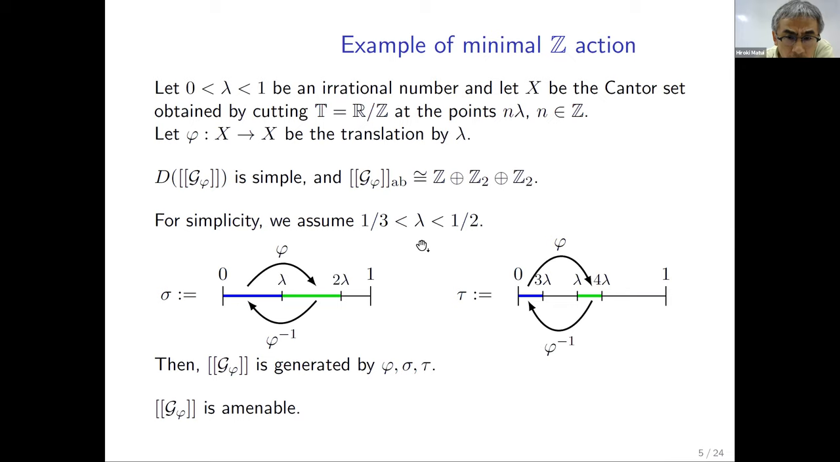And for simplicity, let us assume that the irrational number is like this. And I define two elements, sigma and tau, in the topological full group as follows. So sigma is the transposition between this blue interval and green interval. And tau is, in the same way, the transposition between this and that. Then I can prove that this topological full group is generated by phi, sigma, and tau. These three elements correspond to the generators of the abelianization. And of course, by the theorem of Juschenko and Monod, this is amenable. All right?